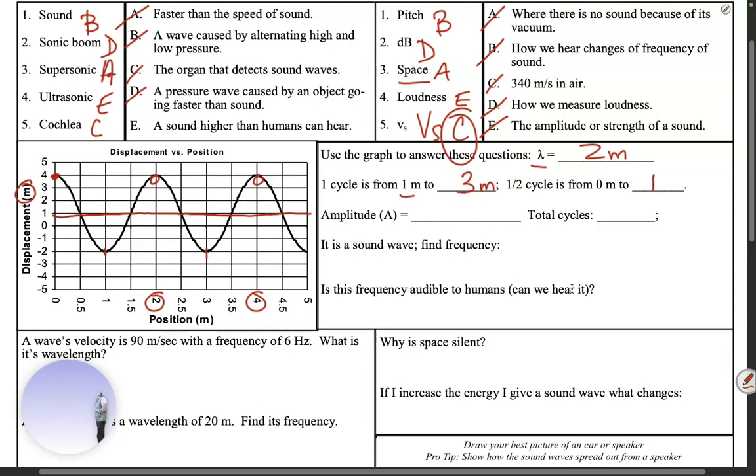Amplitude, what's the amplitude? Well, hopefully you drew your midline in the correct spot, because you just count directly up from that. So 1, 2, and 3 meters high is our amplitude. You could also find it going down to a trough. Your answer would be the same.